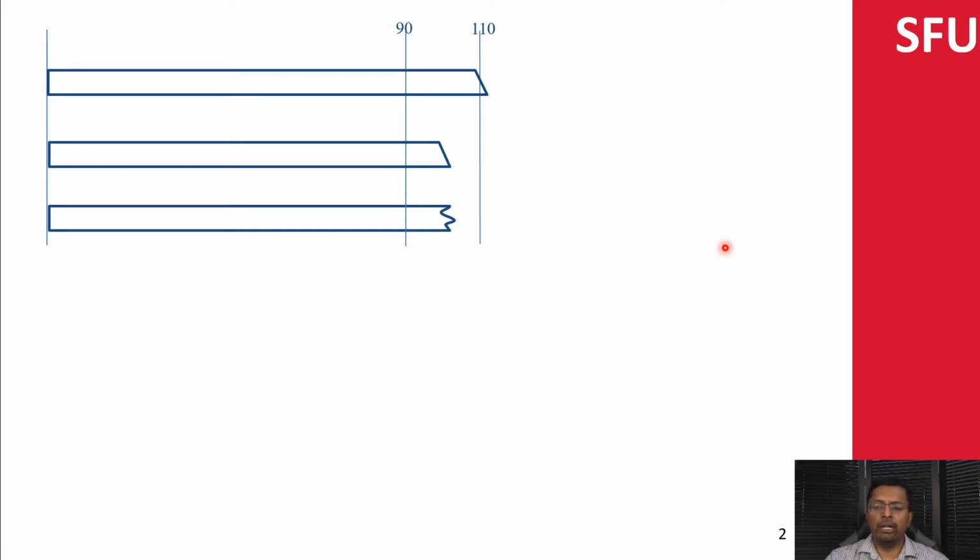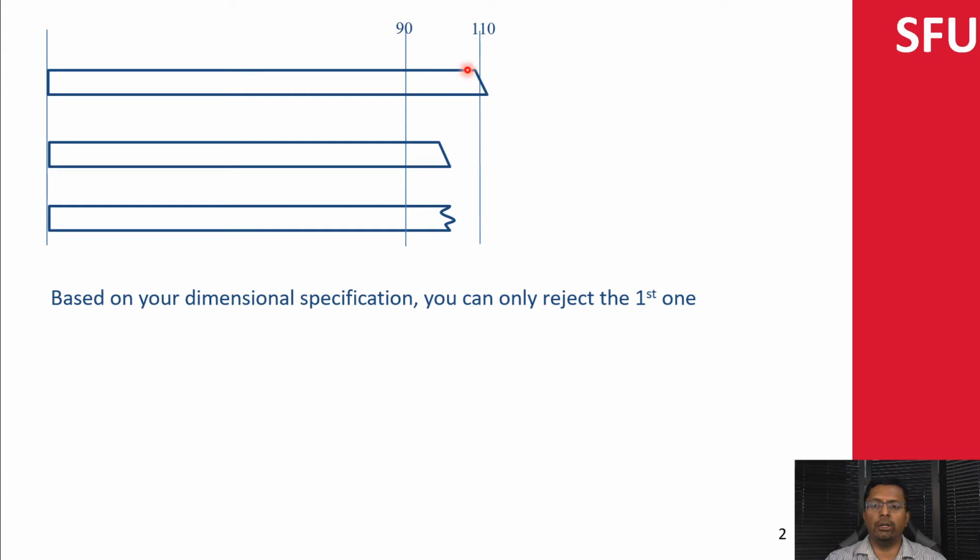If you think about it, because you only conveyed the information regarding the dimensional tolerance, you have the option of only rejecting the first one, because you can say, hey, this edge is beyond, so I don't like this part. But these two are actually well within your dimensional tolerance.